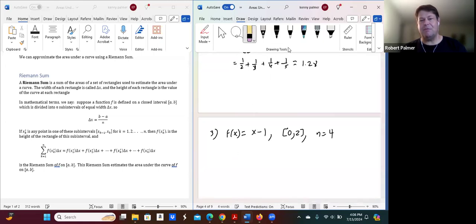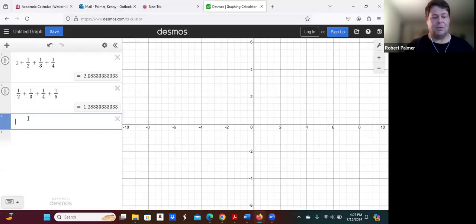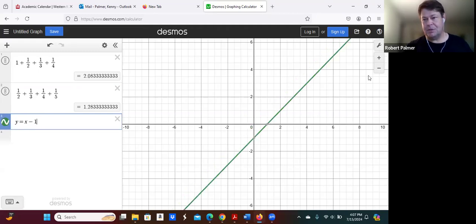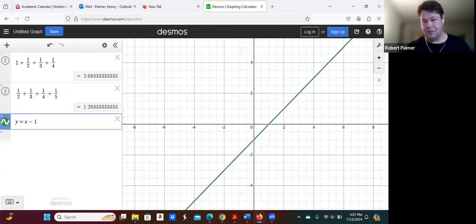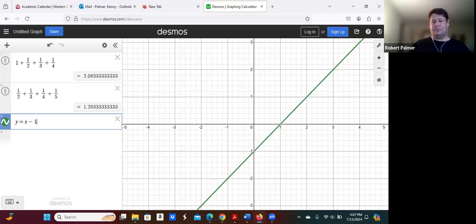Let's graph it first and decide that. Okay. So x minus 1, so it's a linear function from 0 to 2. Let's go to Desmos and see what that looks like. That's going to help us. So y equals x minus 1. Let's zoom in some. Okay. So we want to use 4 intervals. So it intersects right here at 0, -1 and 1, 0. That point there is going to be 2, 1.